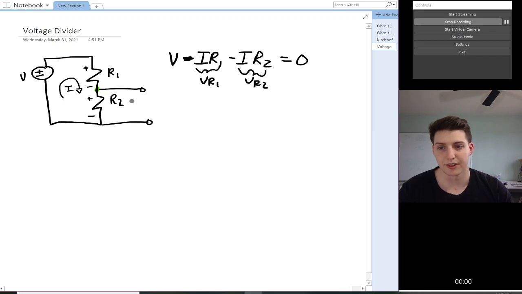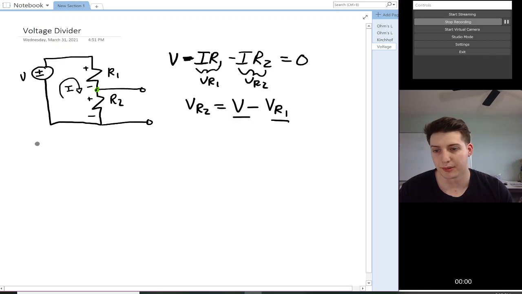So if we want to know what the voltage over R2 is, which is denoted by this green dot here, well, we can rearrange this equation to say V_R2 is equal to V minus V_R1. So, the question is, what is V? What is V_R1? Can we express it in anything we know? Well, let's look at the circuit.